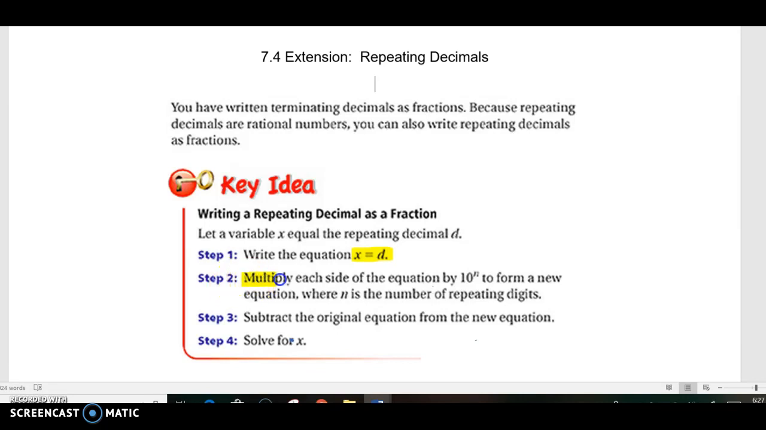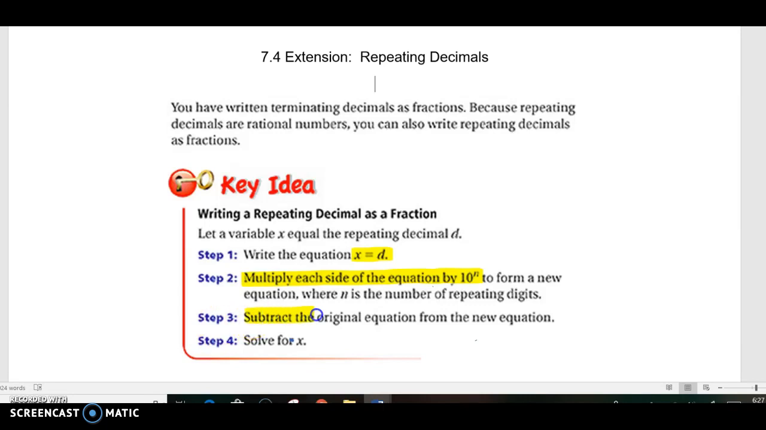Step 2 is multiply each side of the equation by a power of 10. So for example, if 1 decimal place repeats, we're going to multiply by 10. If 2 decimal places repeat, we're going to multiply by 100. If 3 decimal places repeat, we would multiply by 1,000, and so on.